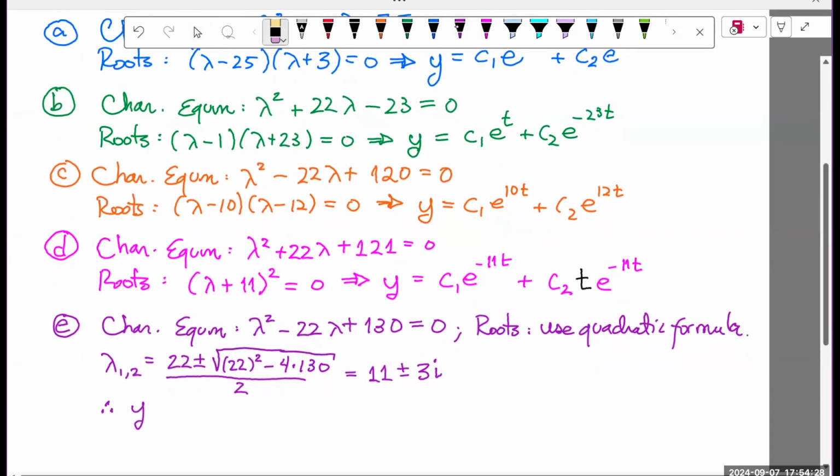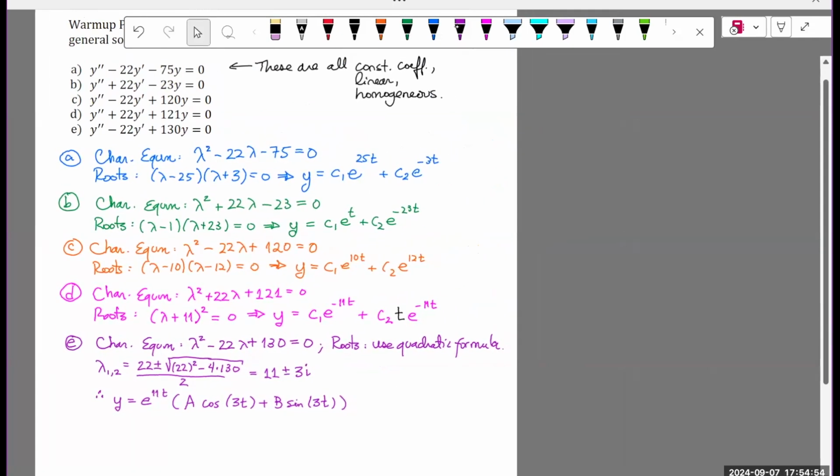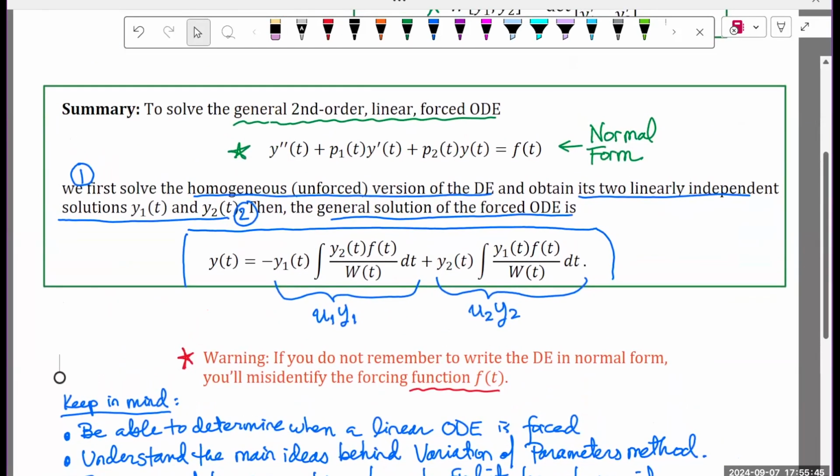Here are the problems and solutions all in one place. I encourage you to check to make sure that we all got the same answer. Now we're going to skip the variation of parameters method discussion because that was in the previous video. Instead, I will just remind you of the summary of what we found.